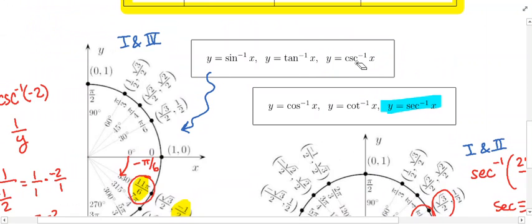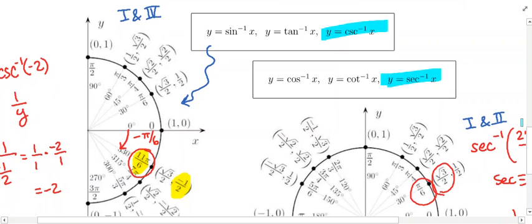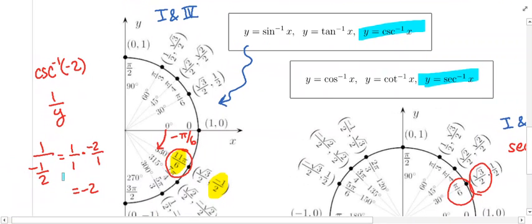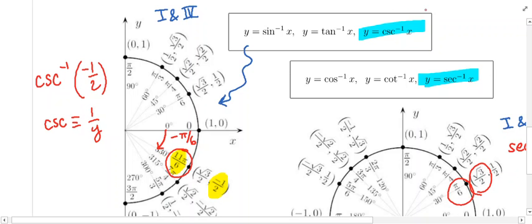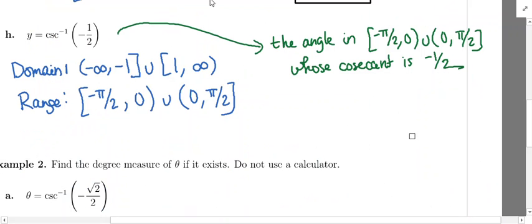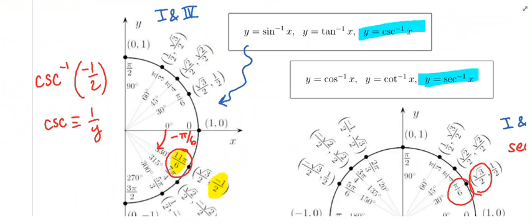So we're coming over here. Shouldn't have erased that. Okay, here we go. We're trying to come up with an angle whose cosecant is negative 1/2. So cosecant inverse of negative 1/2. Cosecant we know is 1 over the y-coordinate. Let me make sure here. Yes, we're looking for negative 1/2. When we're looking at the circle here, we need to stick to quadrant 4 because cosecant is negative in quadrant 4. It's positive in quadrant 1.